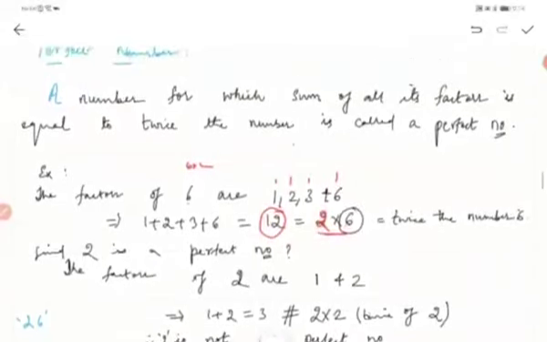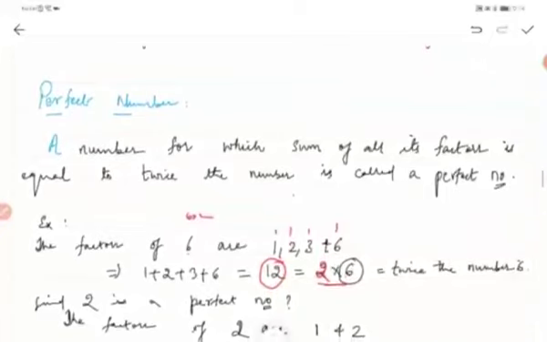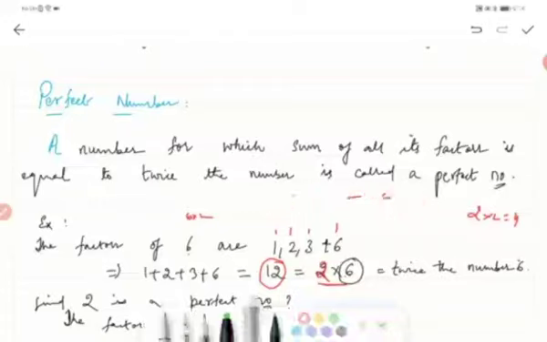Okay, what about 2? Do you think 2 is a perfect number? So factors of 2 is what? 1 and 2, isn't it? So 1 plus 2 is what? 3. So 3, and twice of 2 is how much? 4. So 2 is not a perfect number. Alright.